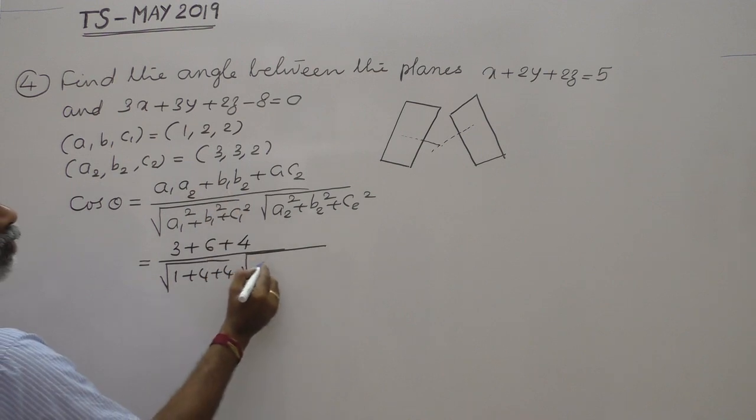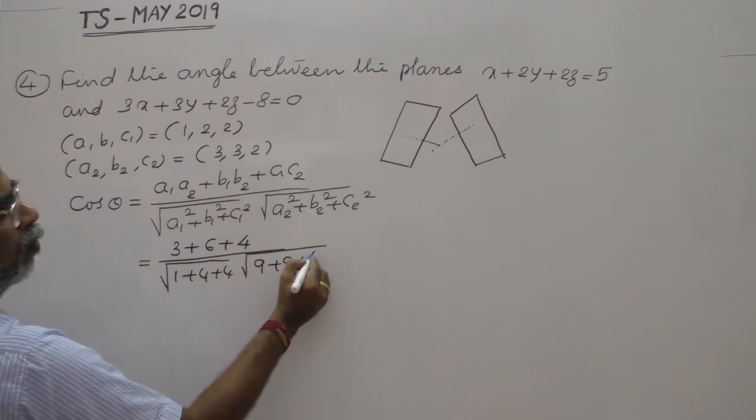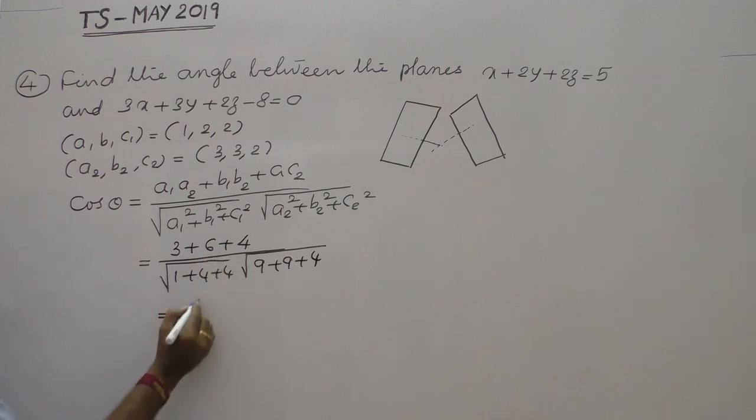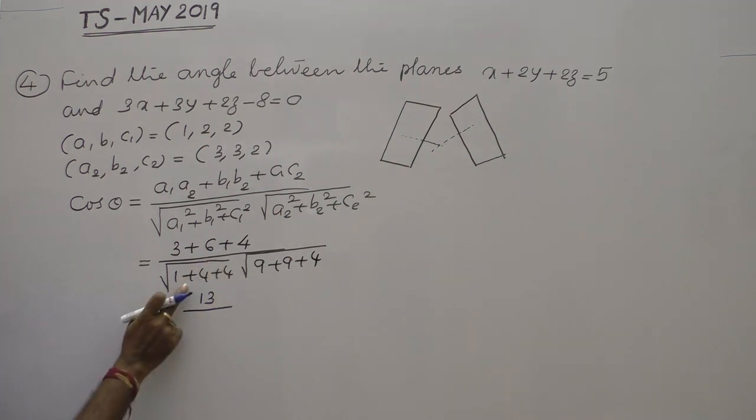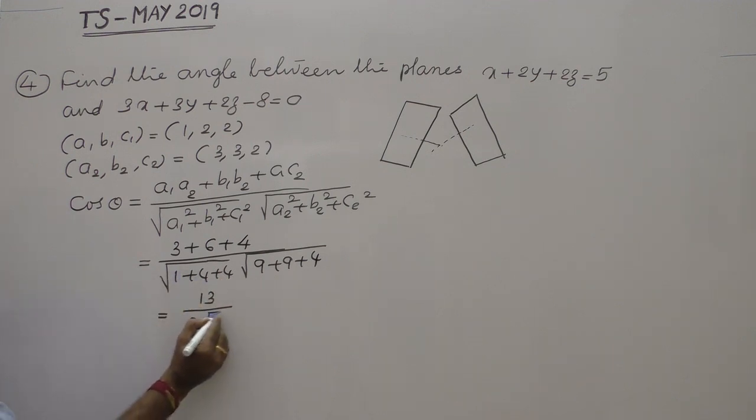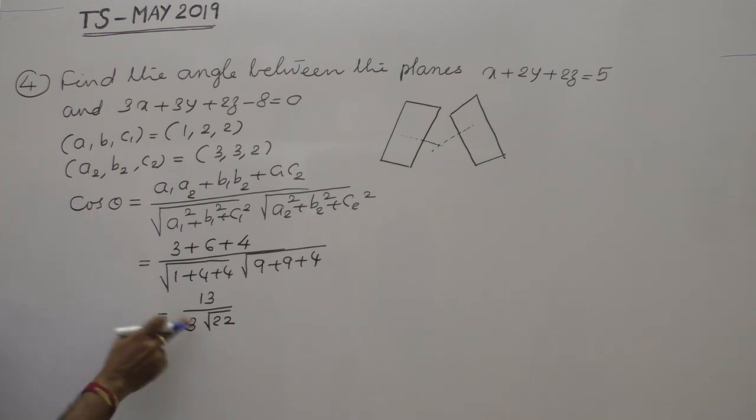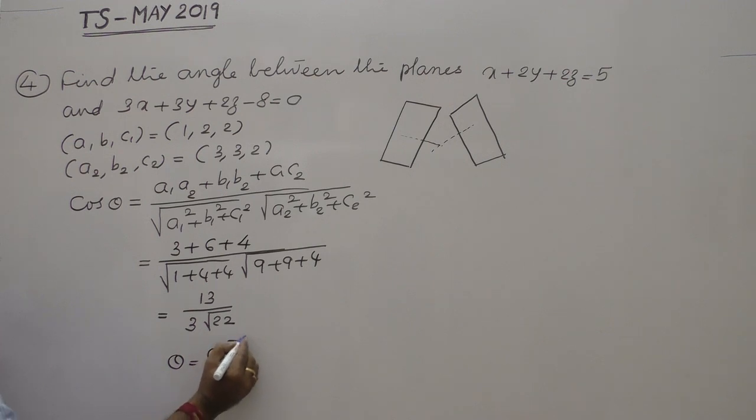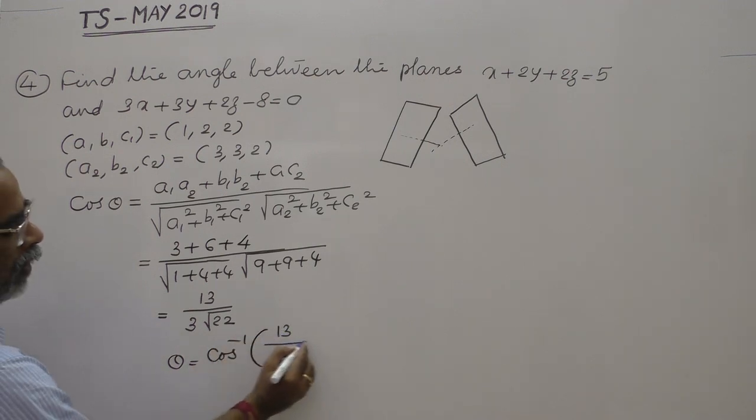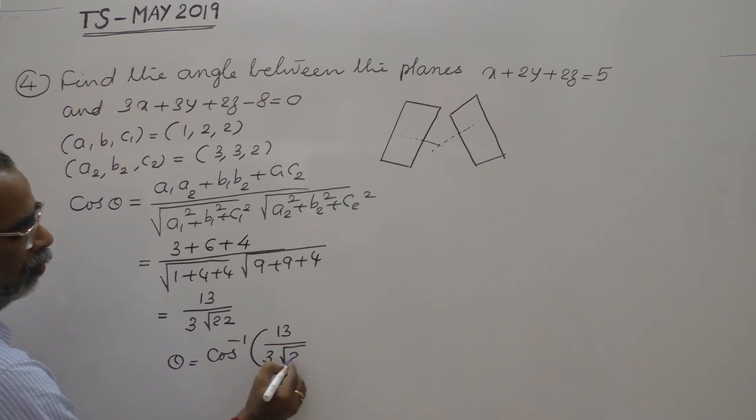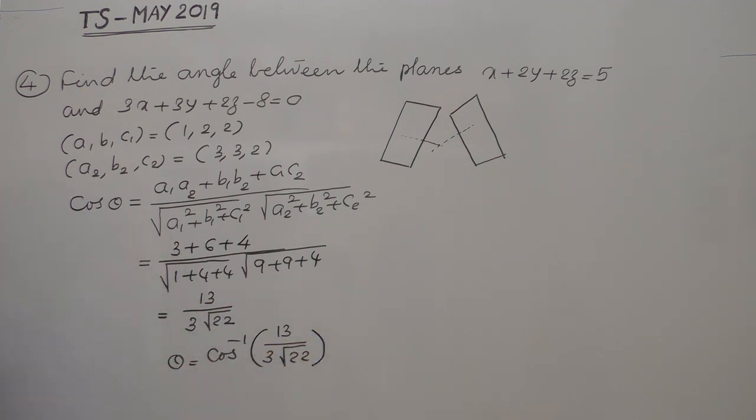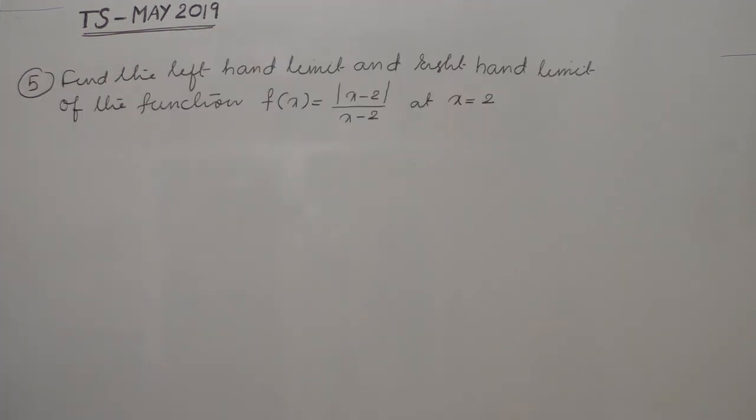A² + B² + C² = 9 + 9 + 4. Therefore, what is this? 13 divided by, here 1 + 4 + 4 = 9. Root 9 is 3, 3 into root 22. Cos theta comes to this much. Therefore, angle theta equals cos inverse of 13 divided by 3 root 22. This is the angle between the normals. This angle only is the angle between the planes. Right. Next question, question number 5.